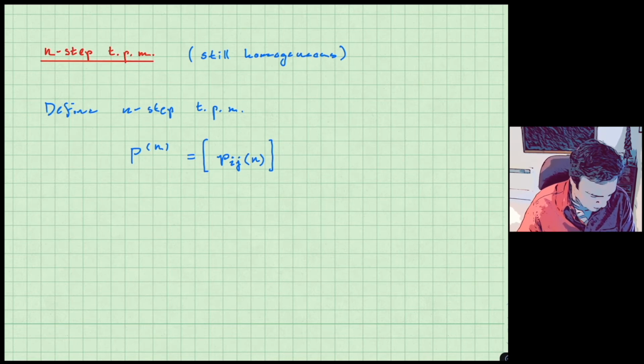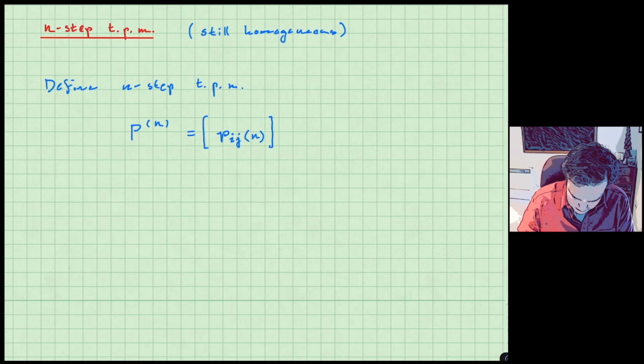Okay, so let's look at this guy. So what are these elements? What do they look like? So Pij for the n-step transition probability matrix. What are these things? What's the definition of them?